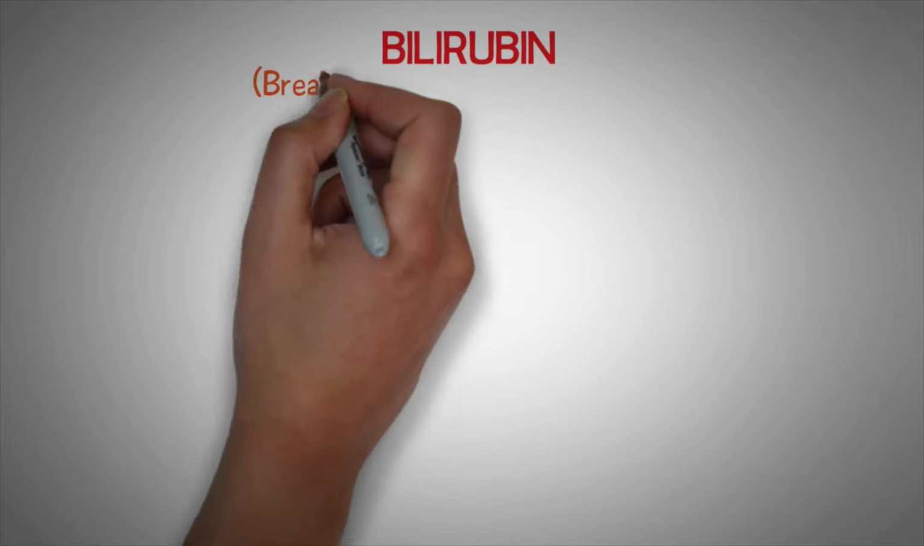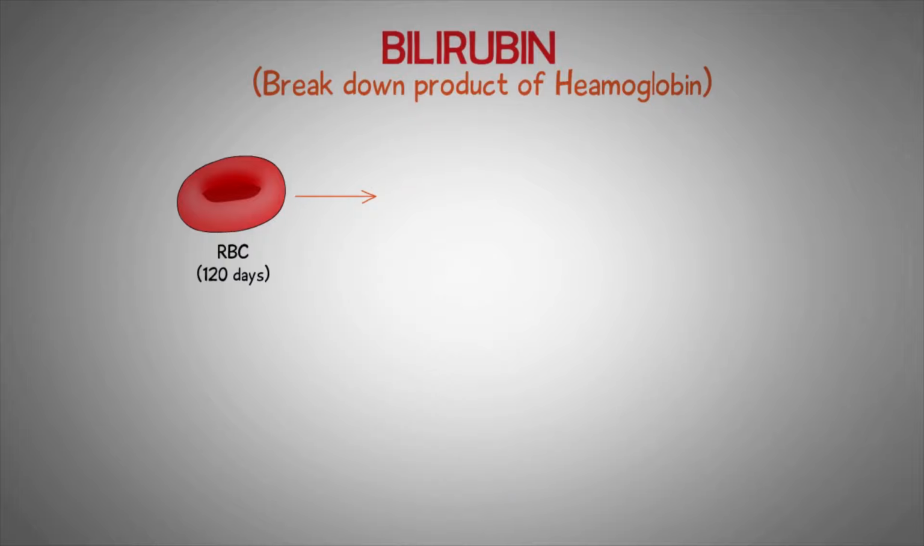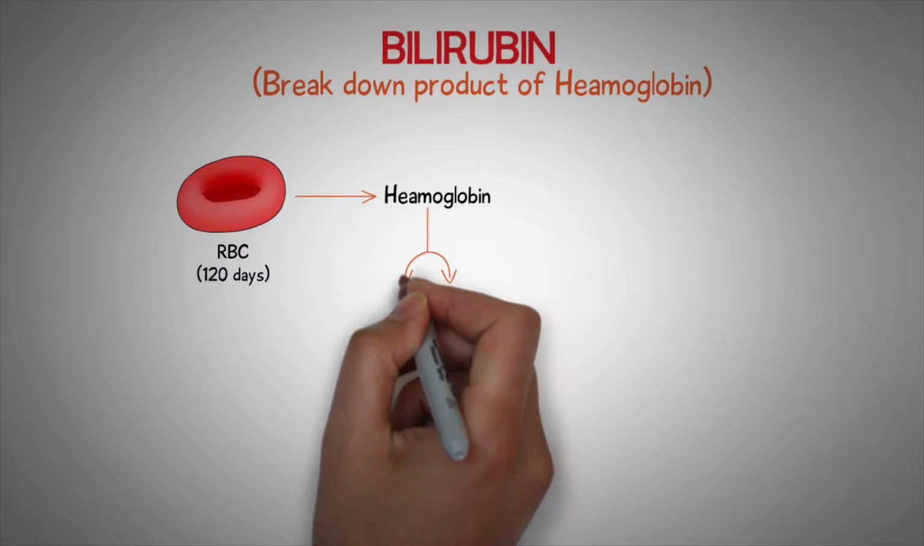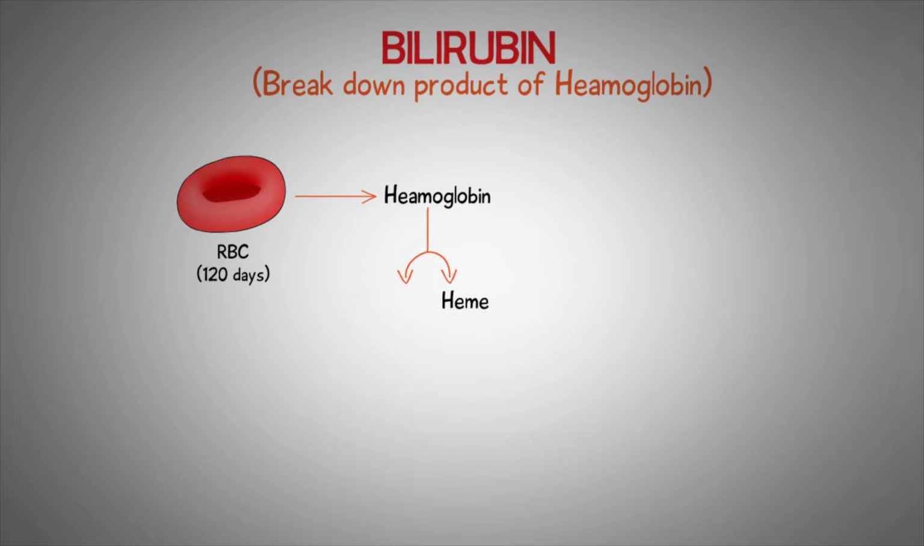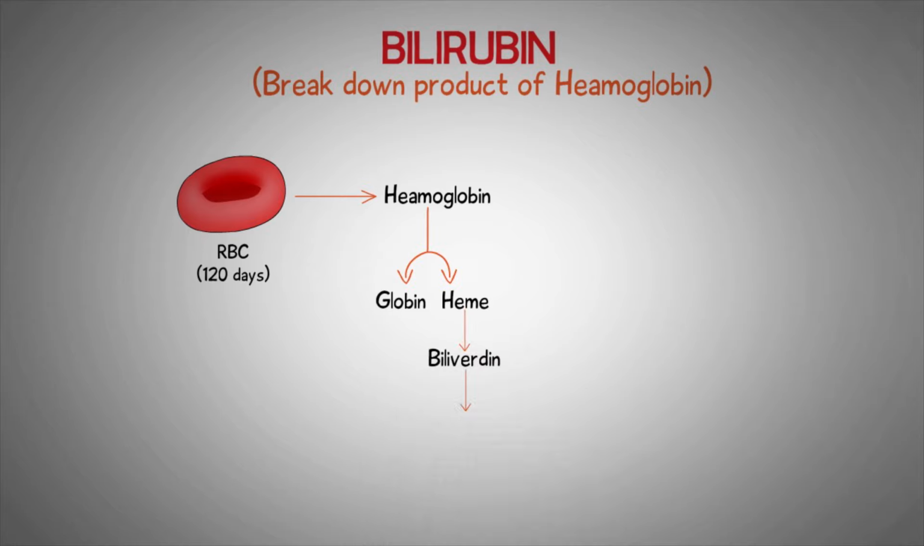Bilirubin. Bilirubin is a breakdown product of hemoglobin. When RBCs complete their lifespan, which is 120 days, they are destroyed in the body and hemoglobin is released. The hemoglobin further breaks down into heme and globin components. The heme component is then converted into biliverdin, which is further converted into bilirubin.